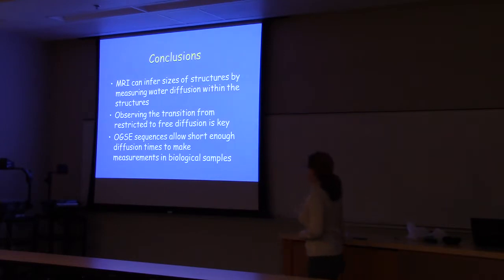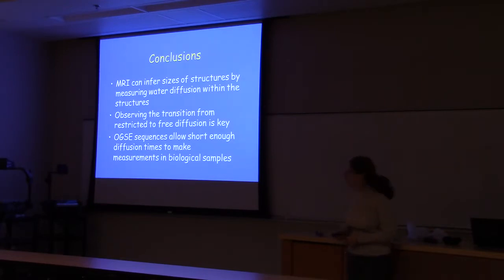So I hope what I've shown you today is that MRI can infer the sizes of the structures if we measure the water diffusion inside of it. And what we need to do is observe the transition from the restricted, the long times, to the free diffusion to find these times. And this oscillating gradient spin echo, all those different sequences, are the ones that allow this short enough time. And we can do this in biological samples.